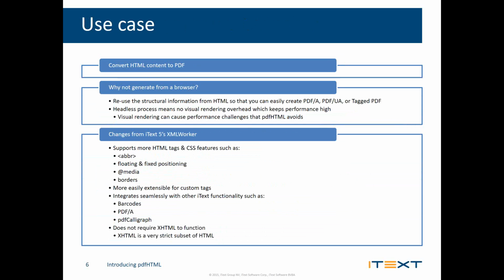That's, of course, PDF Calligraph. So PDF Calligraph is a module for iText 7 that can easily and correctly render Arabic content, or for example, Hindi content, any Indic scripts. They're a lot more complex than the Latin script. Also, other functionalities such as PDFA and the barcode functionality in iText are very easy to leverage in pdfHTML.